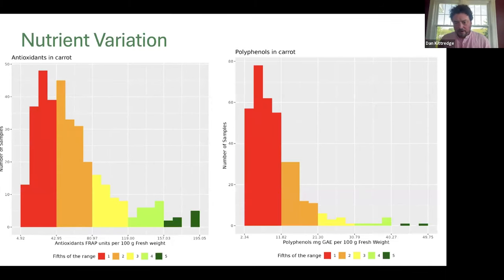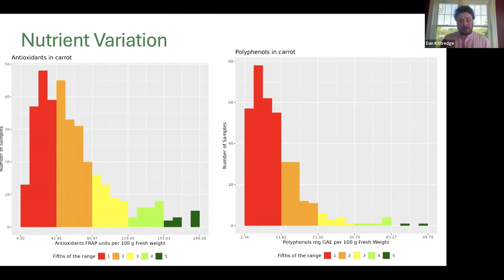The final graph I've got here, looking at individual nutrients in a crop, is polyphenols. Again, polyphenols are one of those complex health-giving compounds that correlates with flavor and aroma. And you can see from 2.34 to 49.75, that's more than 20x variation. And the peak of the graph there is in the 10th percentile.